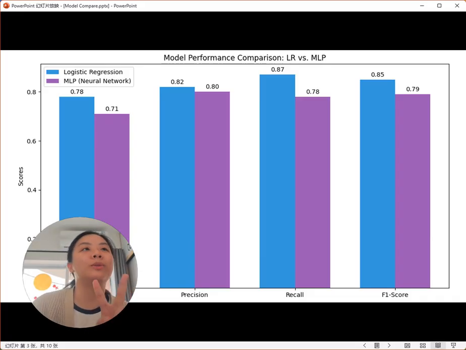We built two models. One is logistic regression, and the other one is an MLP neural network. Here is the model performance comparison. As we can see, the blue one, which is logistic regression, has better performance than MLP. I use accuracy, precision, recall, and F1 score, these four dimensions to compare them. Logistic regression always has better performance.